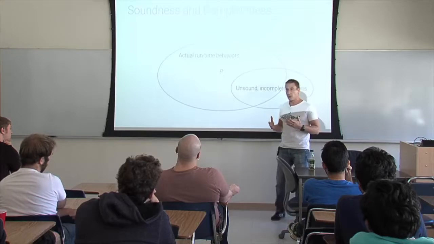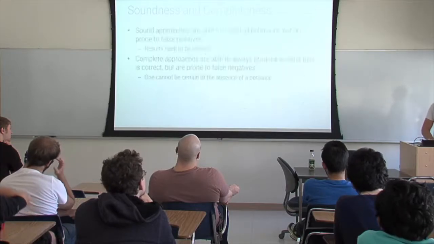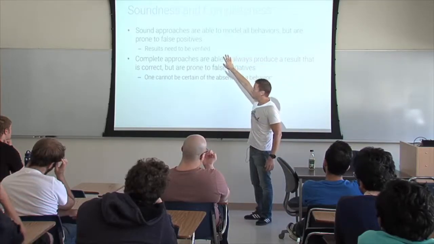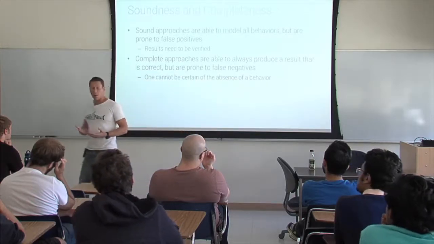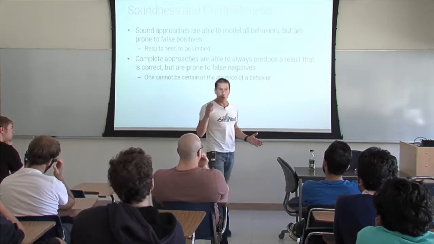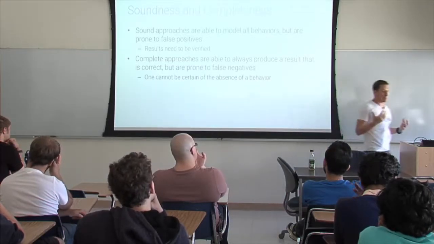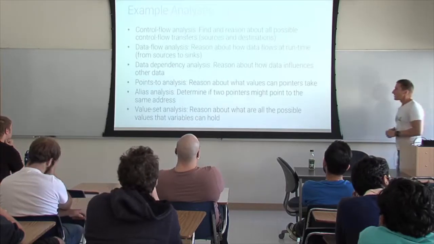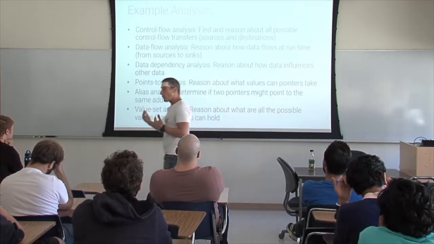But you can decide in your research to pursue one with respect to the other, depending on what you want to do. So a sound approach can prove everything, okay? But the results need to be verified because you have false positives. And a complete approach always produces a result that is correct. If it finds a vulnerability, you got that vulnerability. But you cannot be sure of the absence of the behavior, which is sometimes very important. These are examples of analysis. You can have control flow analysis, so you understand how flow transfers.